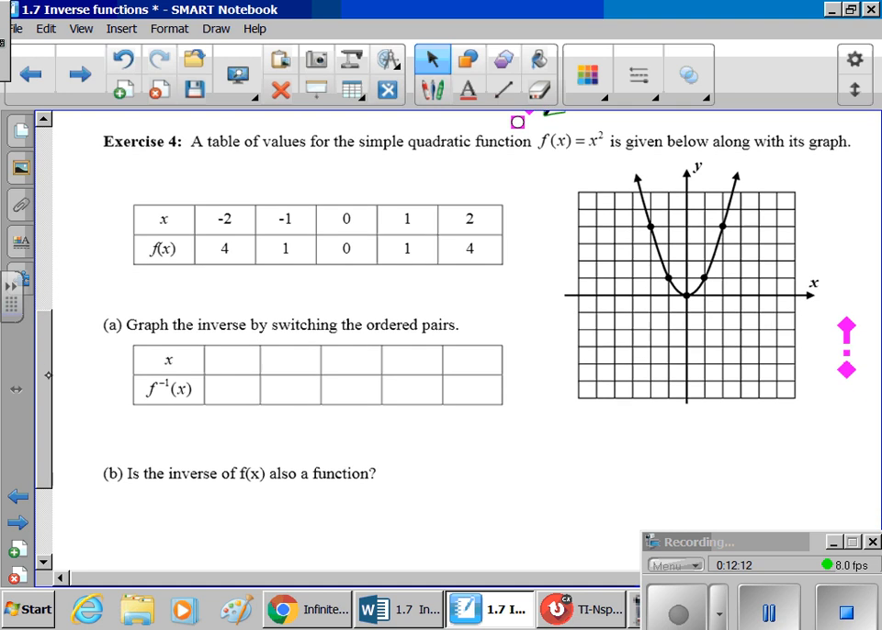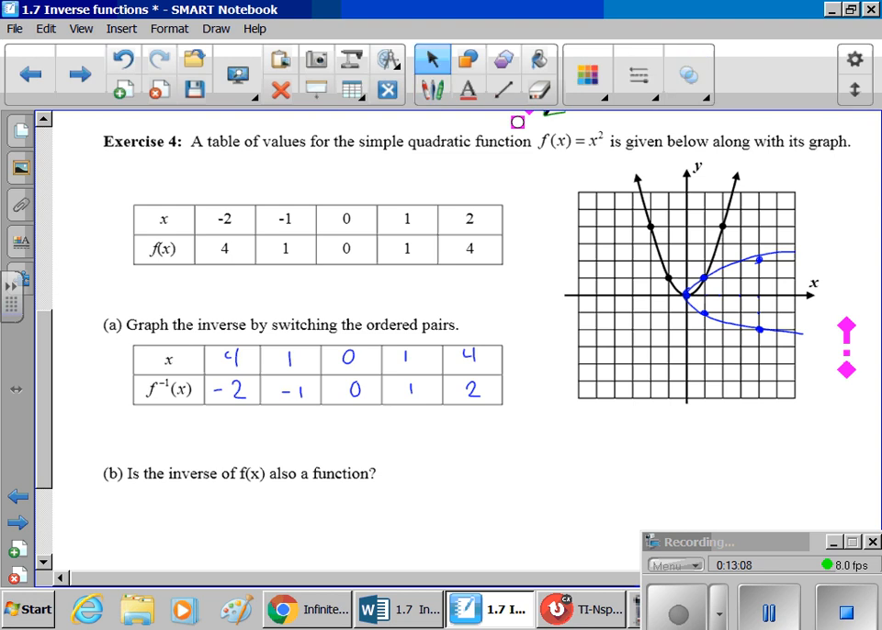Exercise 4. A table of values for the simple quadratic function f of x equals x squared is given below, along with its graph. All right, these seem pretty good. Graph the inverse by switching the ordered pairs. All right, so first we're just going to switch all our pairs. So we got 4, -2, 1, -1, 0, 0, 1, 1, and then 4, 2. Okay. So we're going to plot 4, -2, 1, -1, 0, 0, 1, 1, and 4, 2. Then we're going to connect our points, and we're going to get this shape.